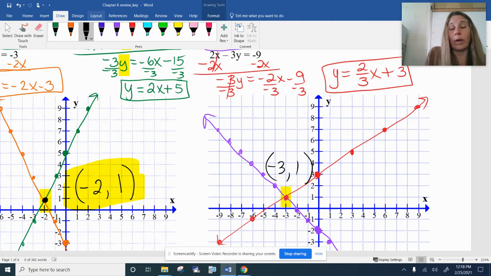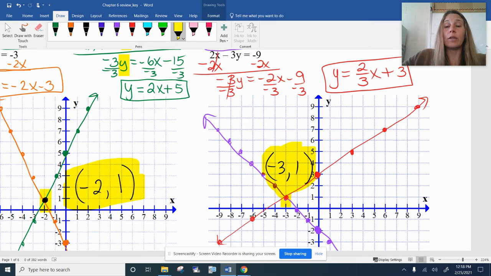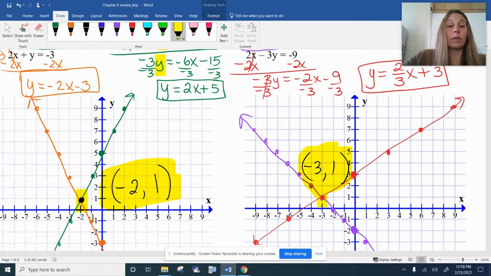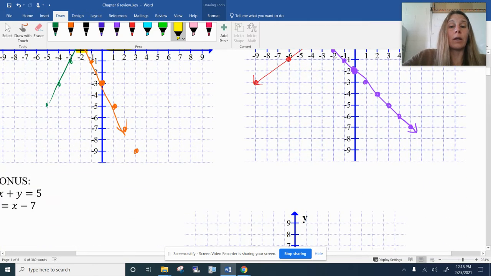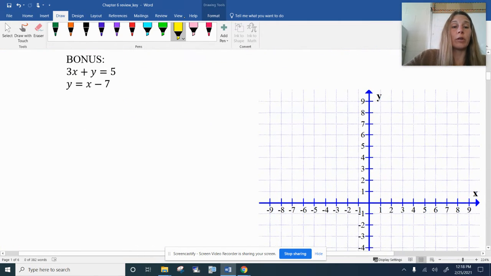Always make sure you're going across your x-axis first and then up and down your y to identify the coordinates of that point. Again, you can check your work by plugging those numbers back in. All right, and one more bonus problem here.